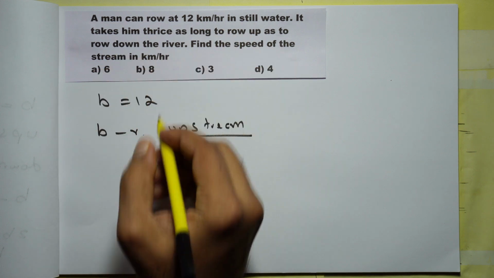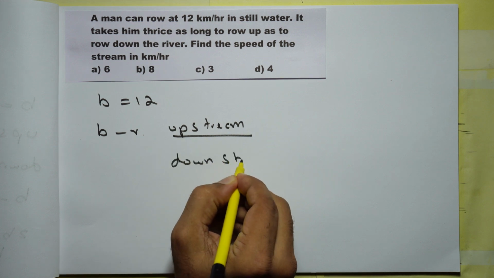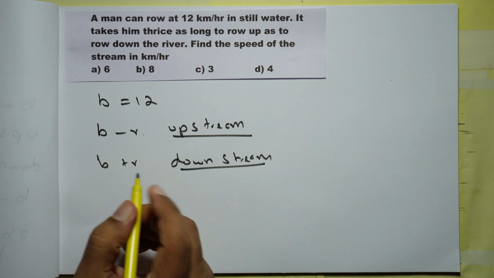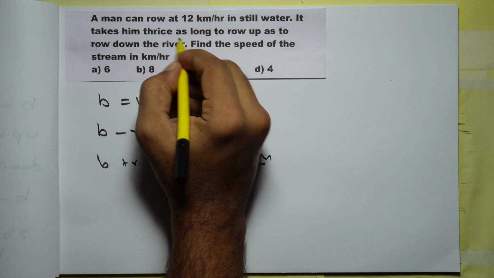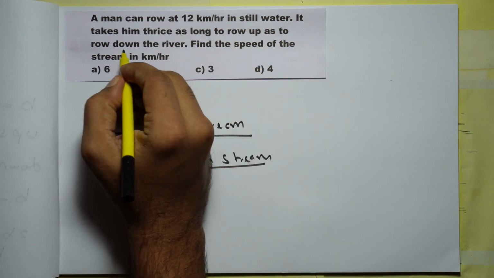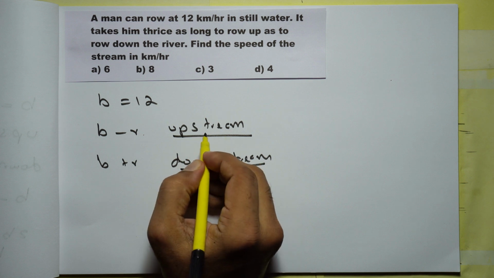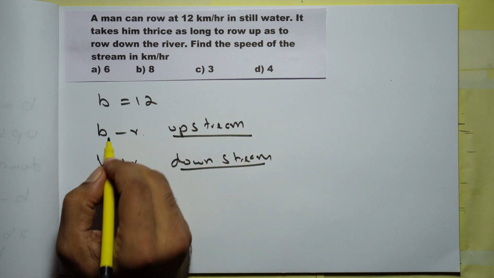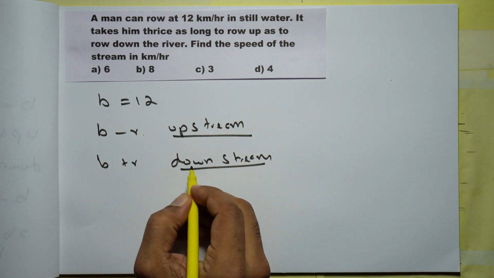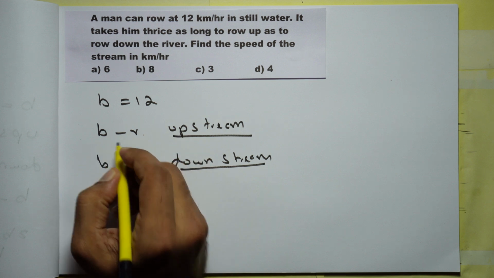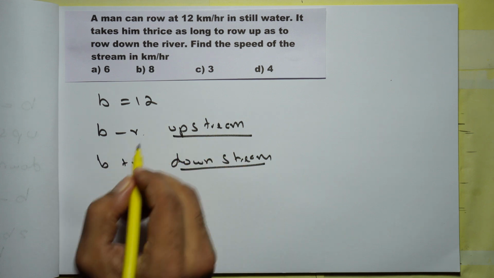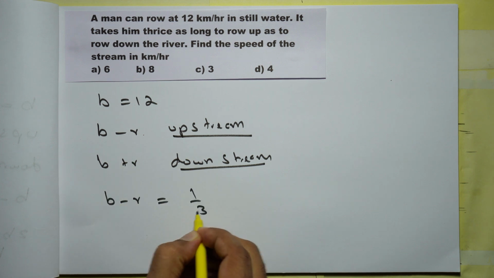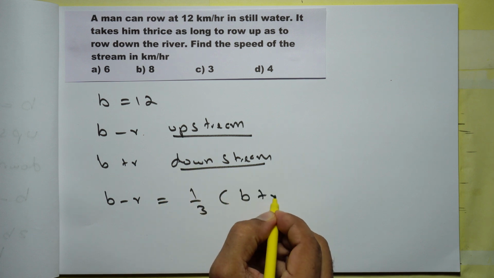And when he is downstreaming, then the effective velocity is b plus r. Now what is said is that it takes him thrice as long to row up as row down the river. So when he is upstreaming, he'll take 3 times the time, which means that his upstream speed will be 1/3 that of downstream speed. That is why he takes 3 times the time. So b minus r, this speed is 1/3 that of downstreaming, that is b plus r.